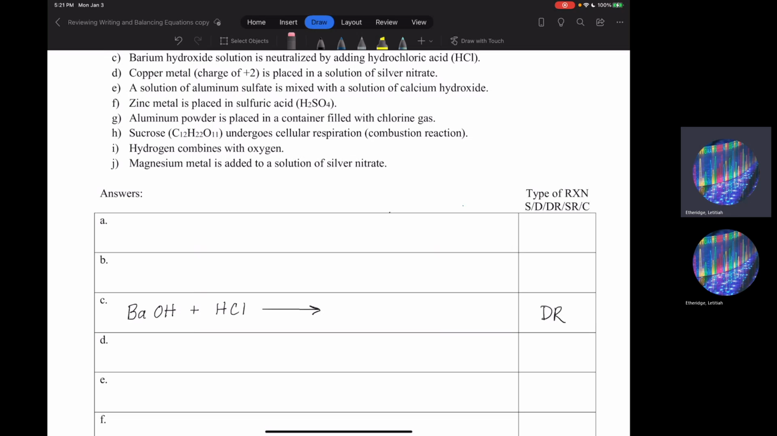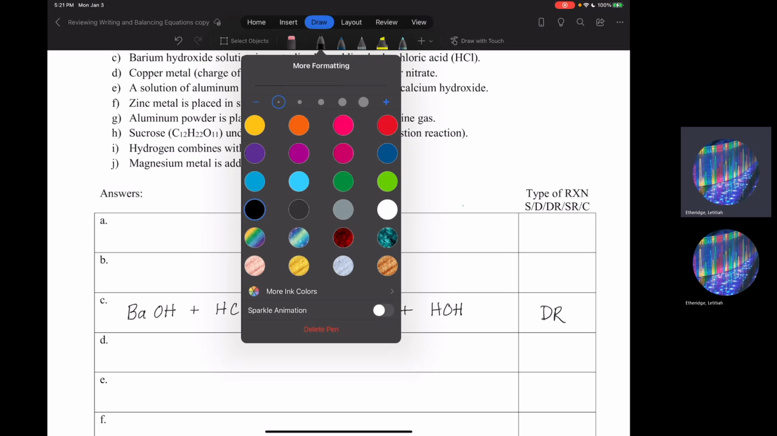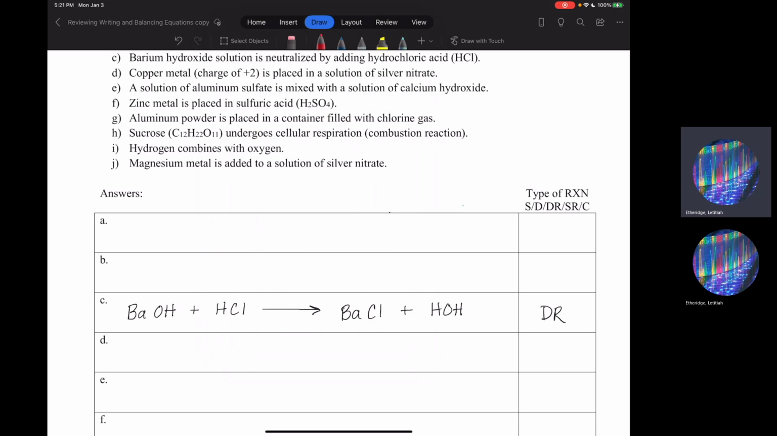So that means you're going to end up with barium chloride. And then you're going to end up with water. Now, remember in double replacement reactions, I told you guys to write it as HOH. Hopefully you guys remembered that. If you didn't, you could still write it as H2O. It'll just be a little bit more fun to balance. That's all. Okay? Now, let's get into making sure that our formulas are written correctly.